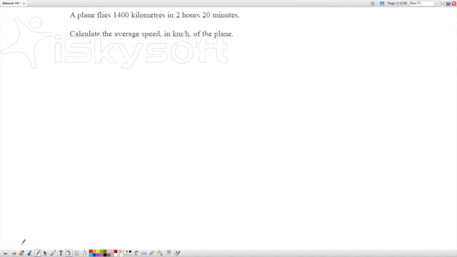We're told that a plane flies 1,400 kilometres in 2 hours and 20 minutes and asked to calculate the average speed in kilometres per hour. So using our distance, speed, time triangle, speed equals distance divided by time. We know that the distance is 1400 kilometres and our time here is 2 hours and 20 minutes. Note we need our answer in hours.